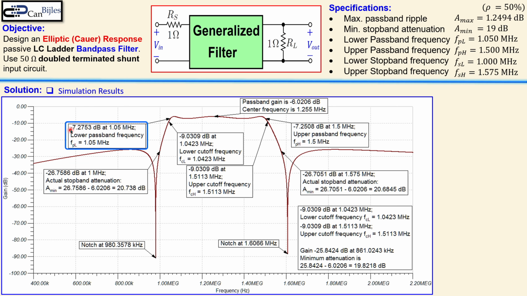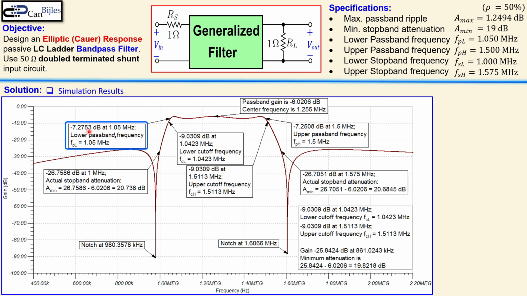We see a gain of minus 7.2753 dB, and we have a baseline here, which is our center frequency, at minus 6.0206 dB. Why is this minus 6.0206 dB? Because the gain at the passband is 0.5, since it is 50 ohms divided by 50 plus 50, which is 100, so 50 over 100 is 0.5, and in logarithmic scale, 20 log of 0.5 is minus 6.0206 dB. And this center frequency is also what we have calculated, so this is also correct.